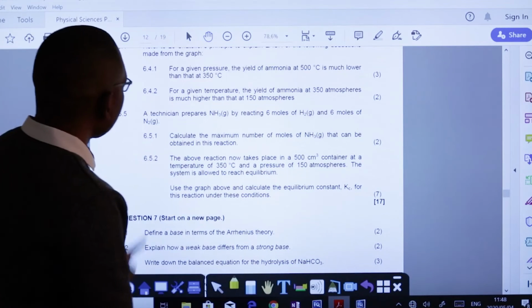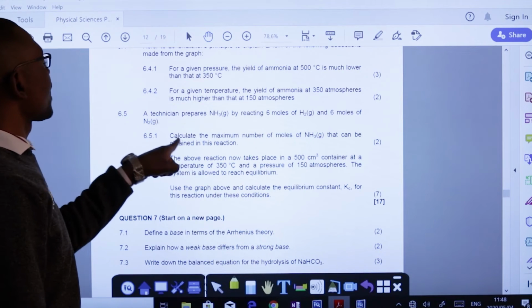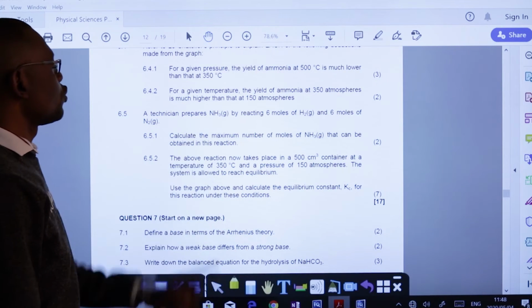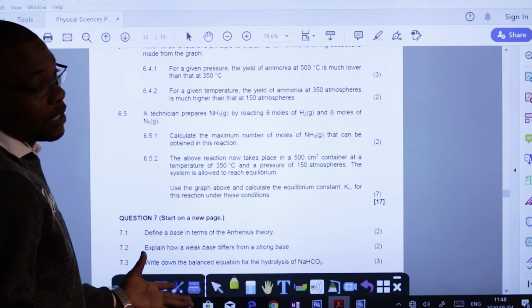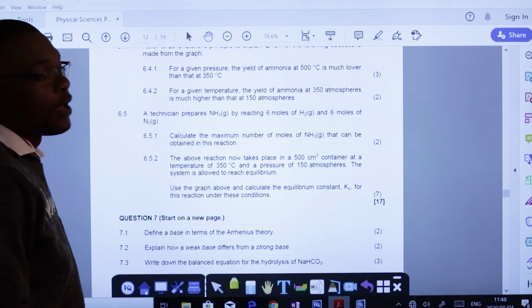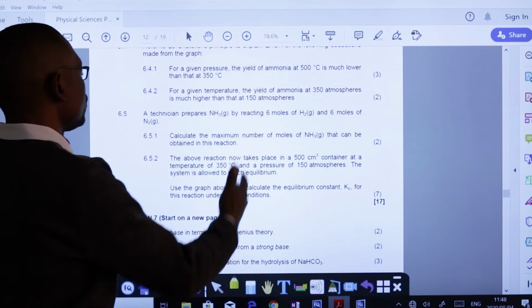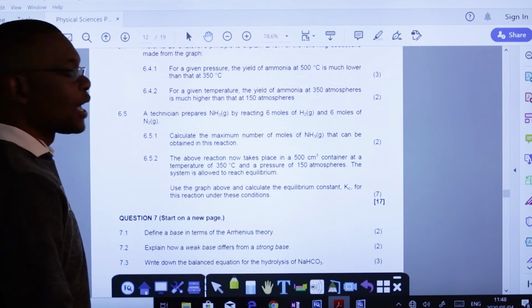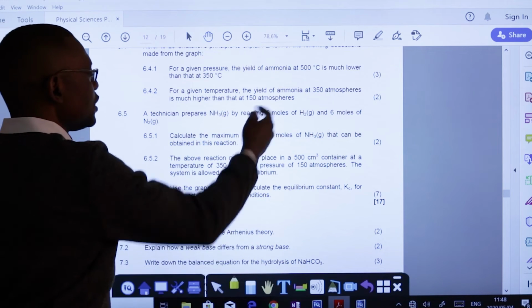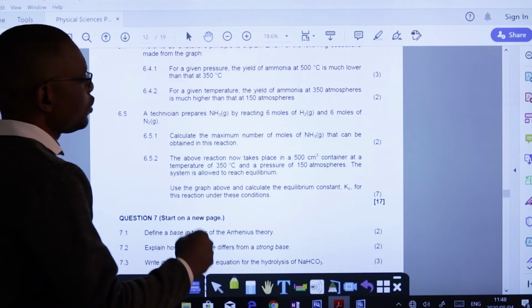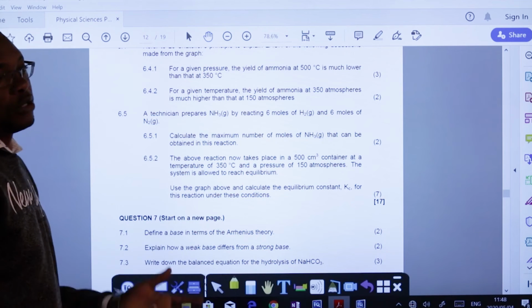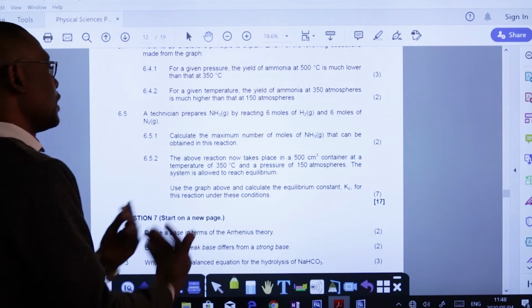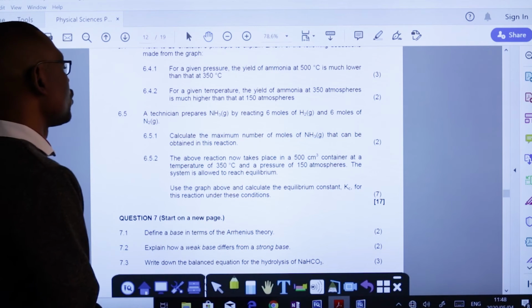So here, to answer this question, they are saying calculate the maximum number of moles of ammonia that can be obtained in this reaction. So the maximum number of moles is just what? 4 moles of ammonia, because our limiting reagent is hydrogen, and as soon as you make use of all the hydrogens, the other nitrogen is going to remain unreacted, and it will only produce 4 moles of ammonia.